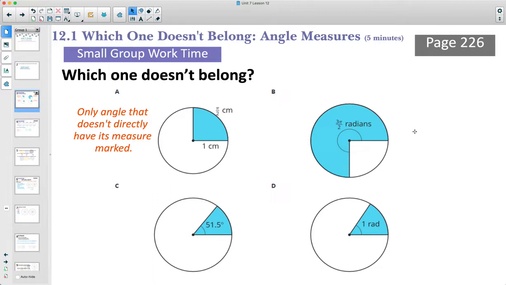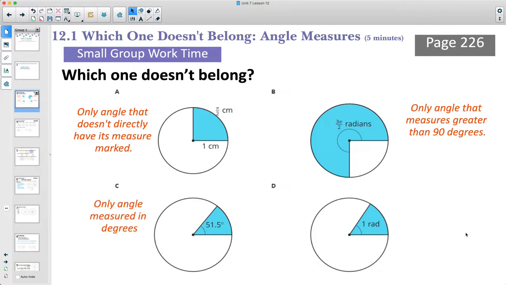B, maybe you decided this is the only one that's more than a fourth of the circle or more than 90 degrees. C, maybe you noticed or realized and said this one didn't belong because it's the only one measured in degrees. And then maybe for part D, you decided this one doesn't belong because it's the only one with a whole number.